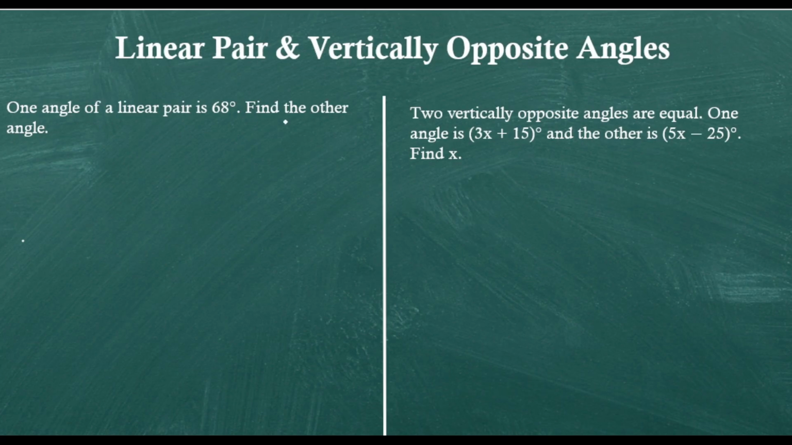One angle of a linear pair is 68 degrees. Find the other angle. The linear pair always has the sum of 180 degrees. So for example, if this is my linear pair of angles, then one of the angles is 68 degrees.